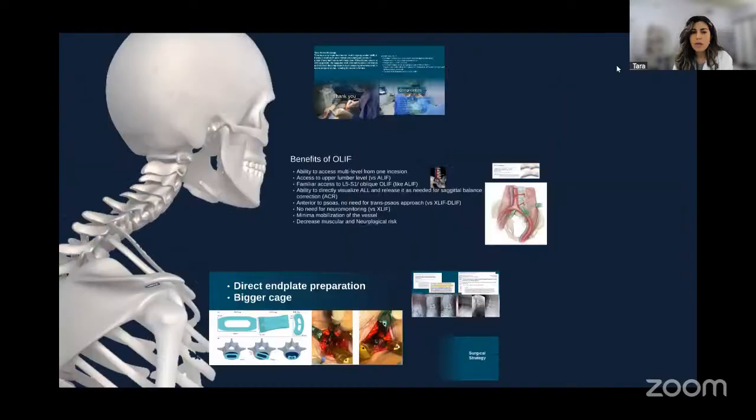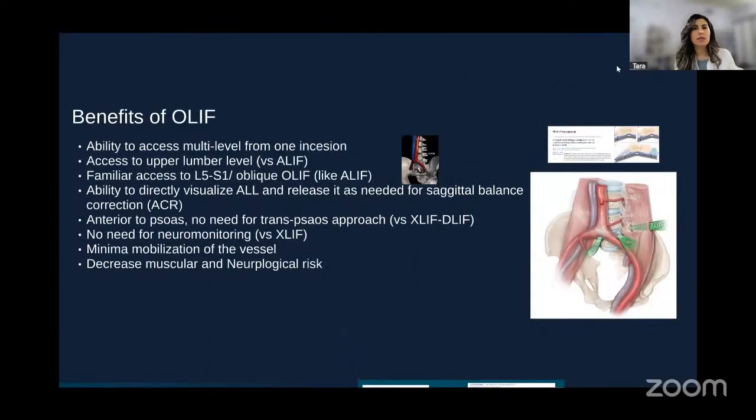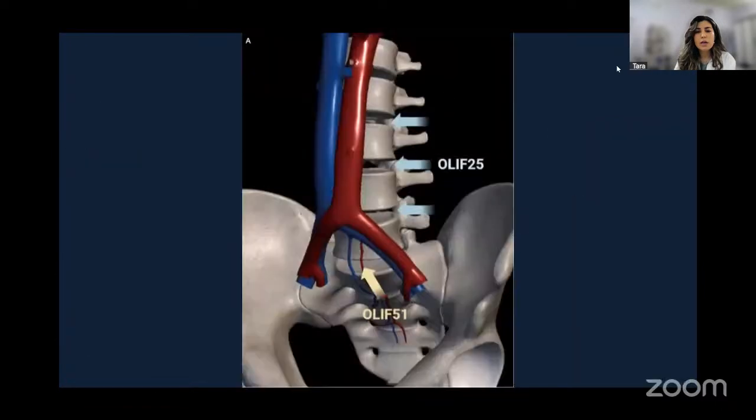While I'm mentioning all of this, some of you might ask, if these are achieved through OLIF, might they also be achieved through other lateral or anterior approaches? What would be the benefit of OLIF? Its ability to access multiple levels from one incision, as I've explained now, even the ability to access the L5-S1 through oblique OLIF, or it's called OLIF 5-1.